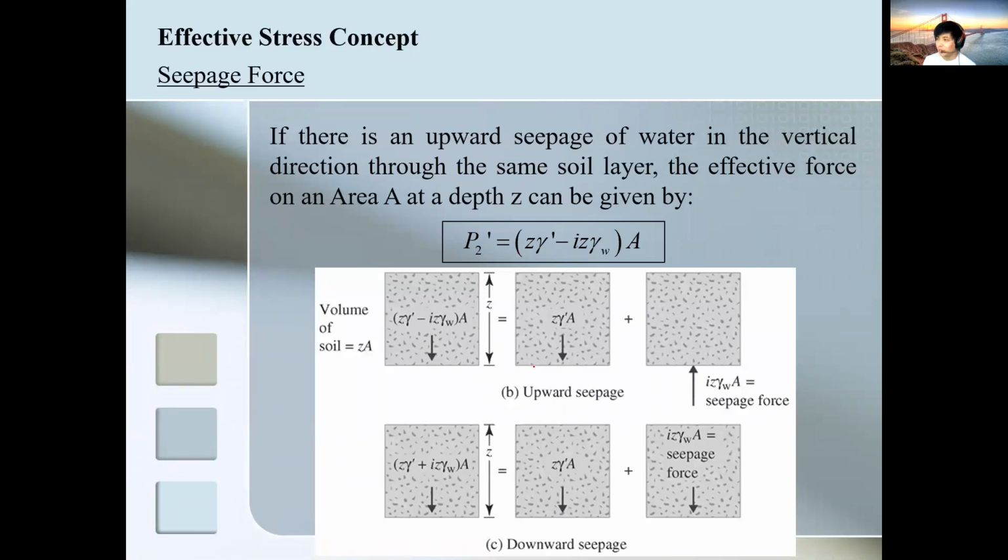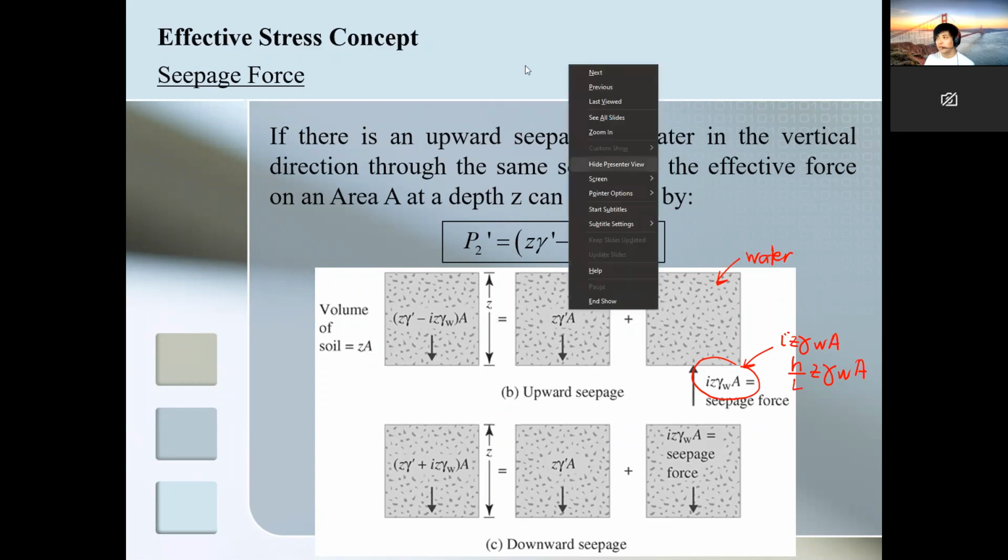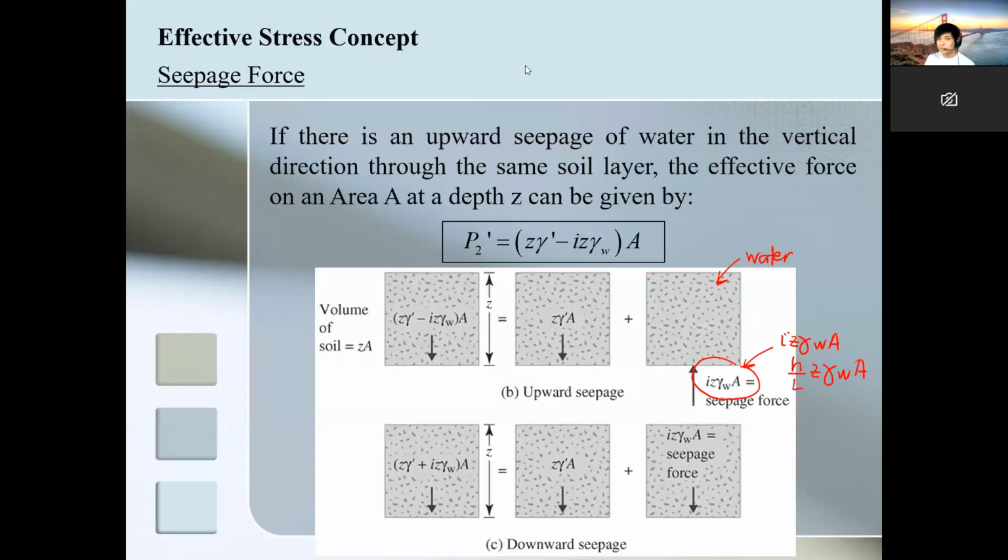So if you look at B, that is upward seepage. This is the upward seepage. So your seepage force is i times z times gamma water times A. Or if we want to make it simpler, that's h over L times z times gamma water times the area. So again, your seepage force is the water aspect of the force, because what you consider is the water, not the soil. So always remember that one.